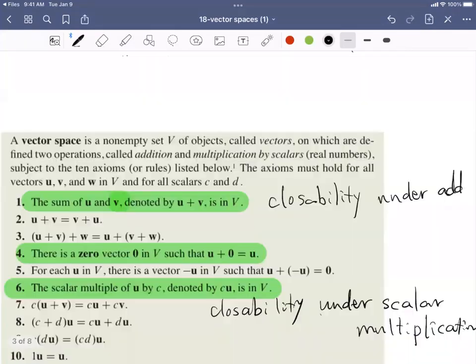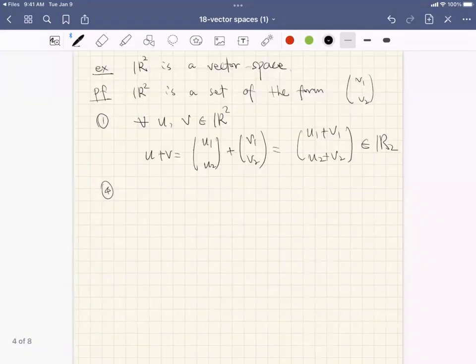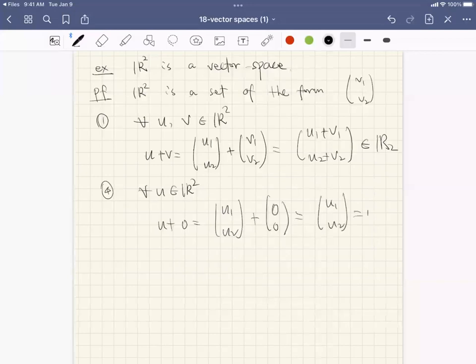Number 4, zero vector exists. The meaning of the zero vector is that for any vector, if you add 0 to it, it stays the same. It keeps the same value. So we know that for any u in R2, u plus 0 is (u1, u2) plus (0, 0). That gives me (u1, u2), which is u.